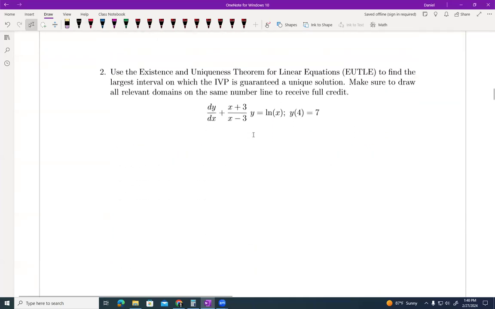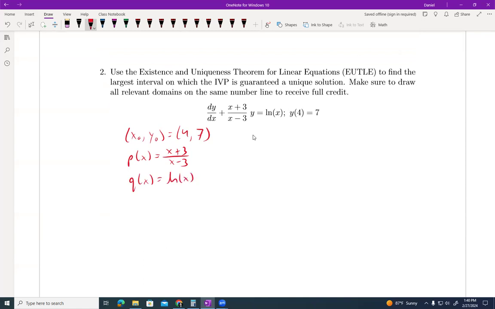For problem 2, now we're using the special form of the existence and uniqueness theorem for linear equations, right? So we already have this linear equation here. I'm going to go ahead and identify my x0, y0 again. Right, so we have 4, 7. Because this is a linear equation, we have a p of x, which is (x plus 3) over (x minus 3), just the coefficient on y there. Our q of x is ln of x.